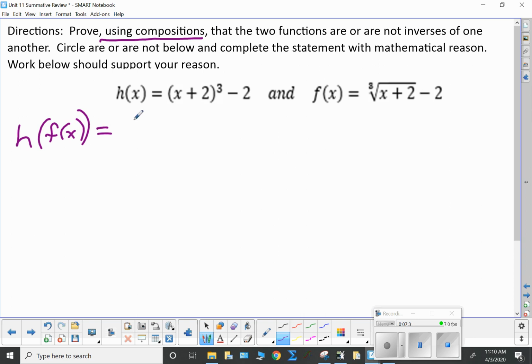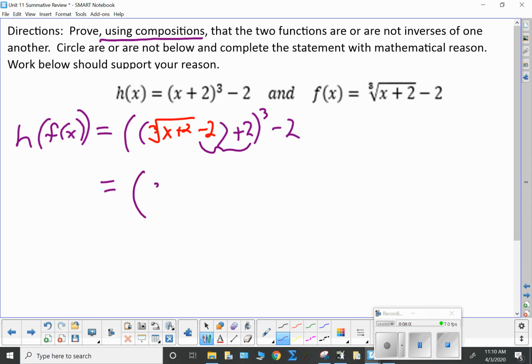So I've got x plus 2, quantity cubed, minus 2. I'm going to put in cubic root of x plus 2 minus 2. Now, notice these are both inside, so I'm going to wind up with the cubic root of x plus 2 cubed minus 2. That's just going to be x plus 2 minus 2 is equal to x. Ooh, so far that works.